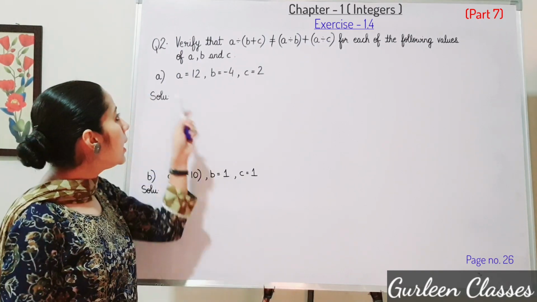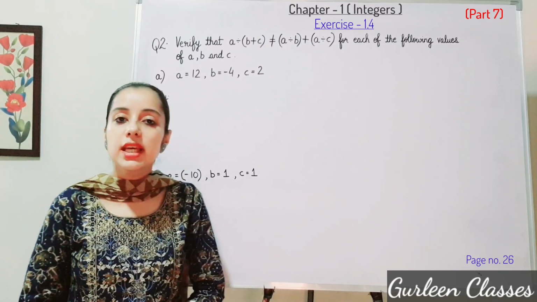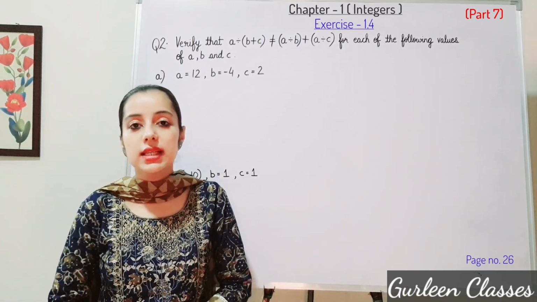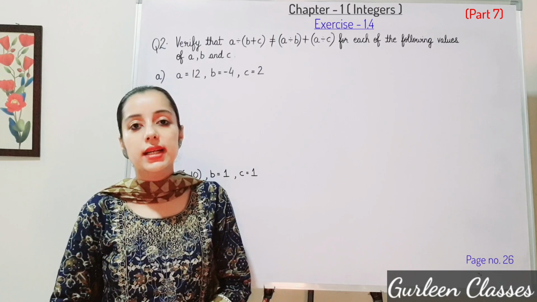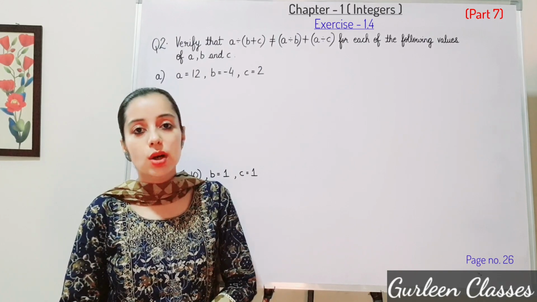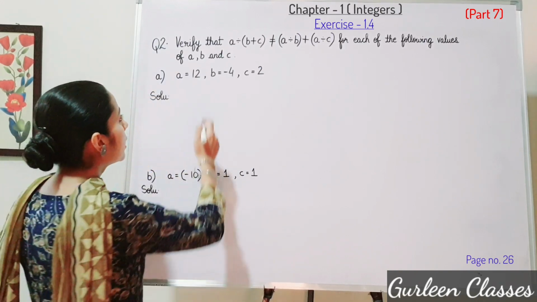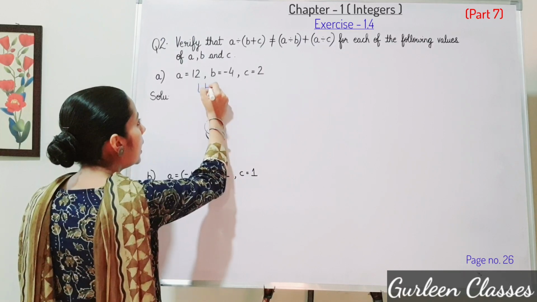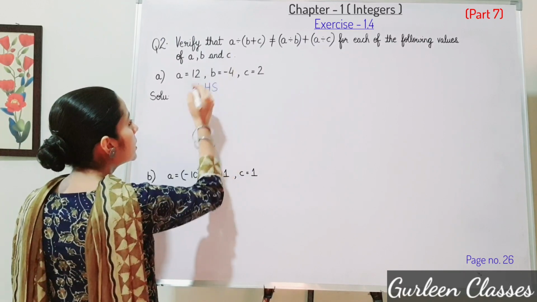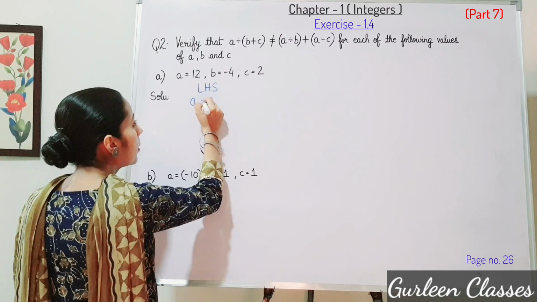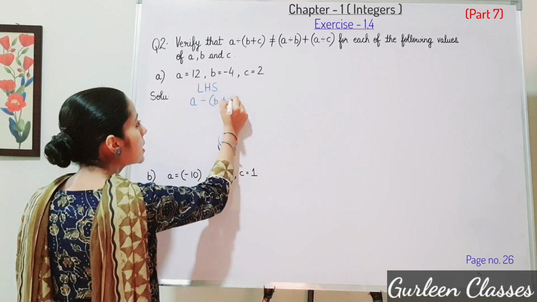A bar, A is equal to 12, B is equal to minus 4 and C is equal to 2. So first let us solve LHS, then we will solve RHS. LHS is A divided by B plus C.